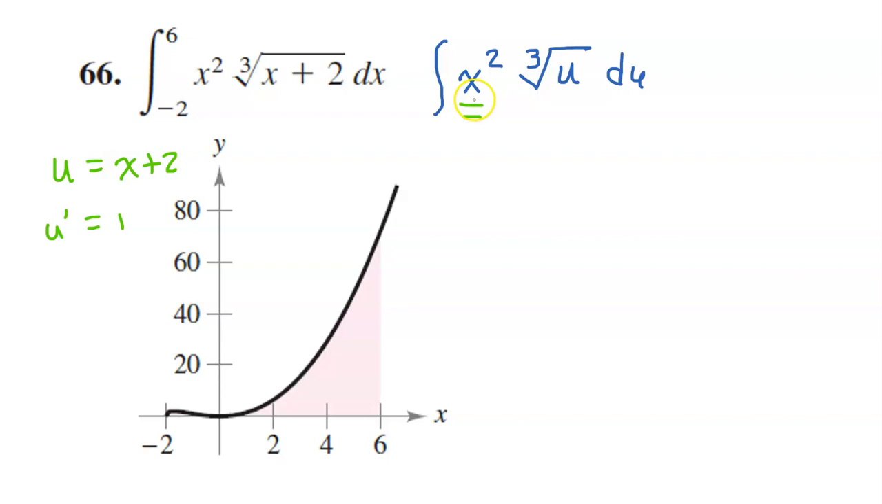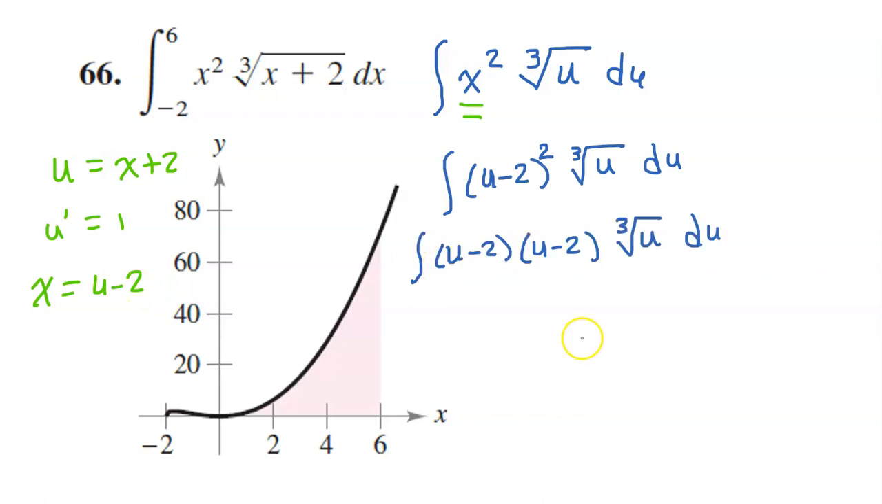Next, we need to deal with the fact that we have this x squared that did not get canceled out. Let's rewrite this simple expression and solve for x. Subtracting 2 from both sides, we get x is equal to u minus 2. So let's replace x with u minus 2. So now we have this. To get rid of these parentheses, we need to multiply the binomial times the binomial. We get this trinomial. Now instead of the cube root of u, let's write u to the 1/3 power.